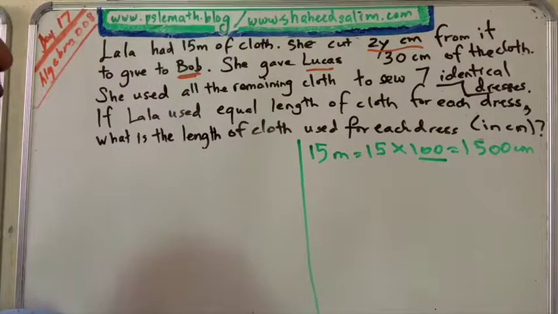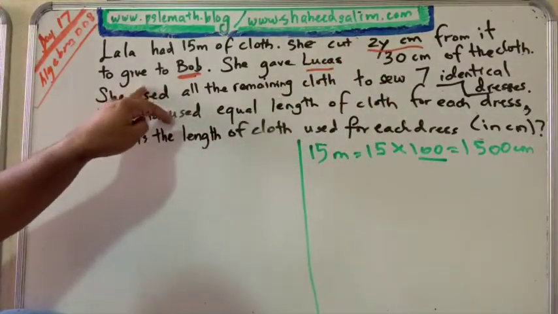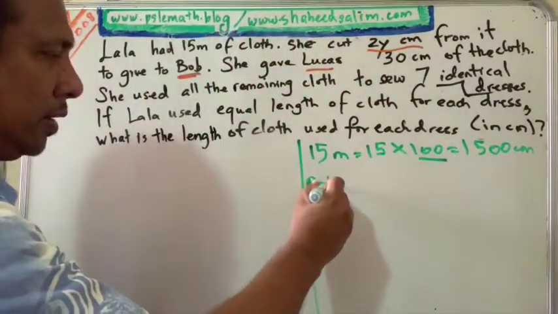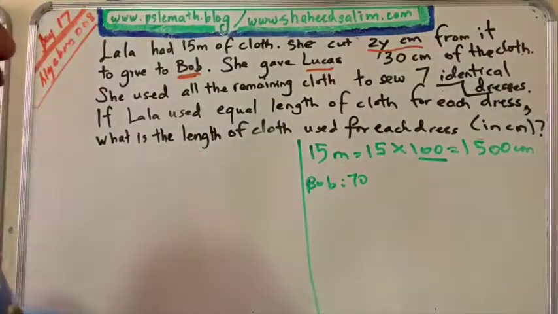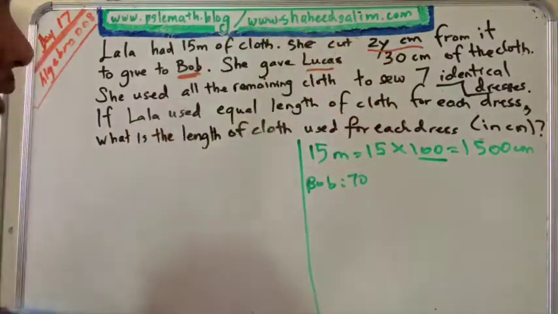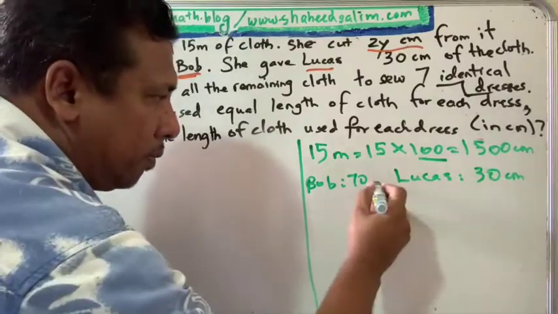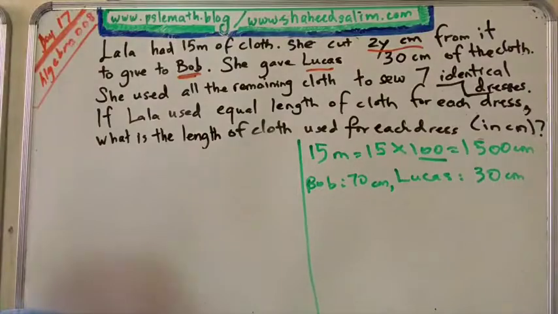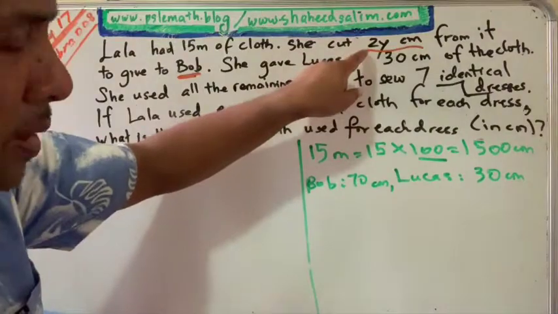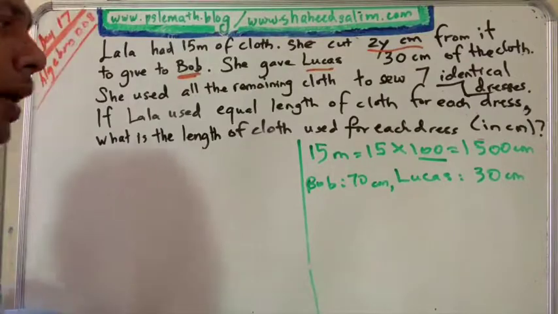Then what do we do? Well, she cuts 2y cm from the cloth to give it to Bob. Let's assume this is 70. Okay, Bob, 70. So we are supposed to minus this, Bob, and she gave Lucas 30 cm. So Lucas, there's 30 cm. Bob, 70 cm, Lucas, 30 cm. 70 cm is not found in the question. I'm just simplifying it because some students get confused when we are using the y also, or 2y.